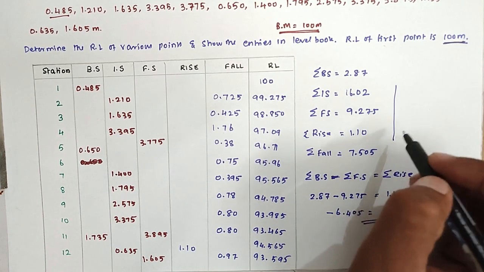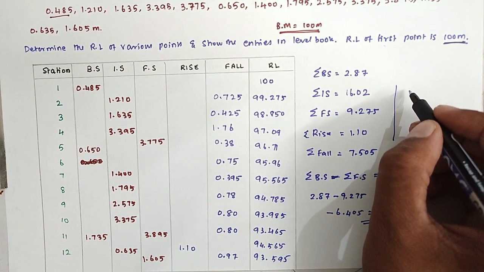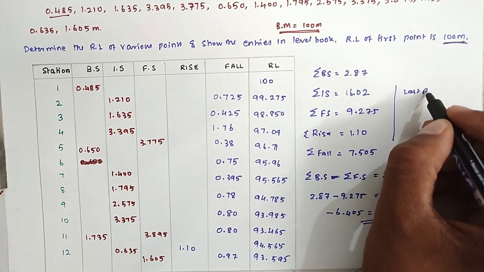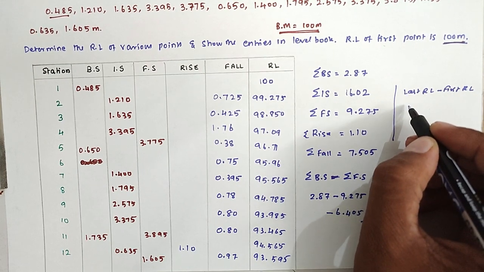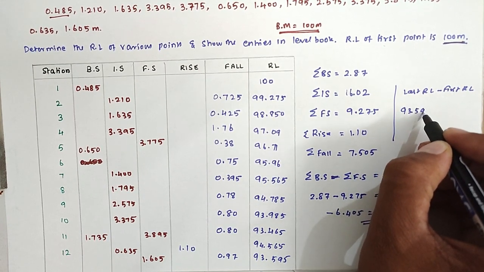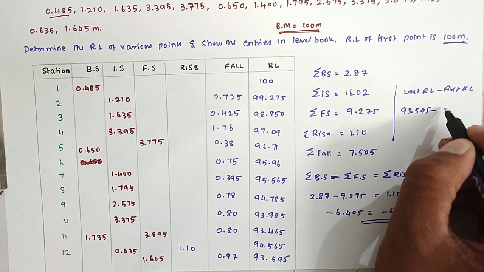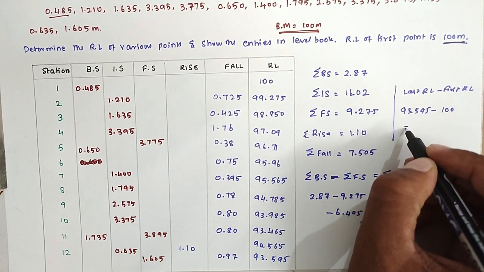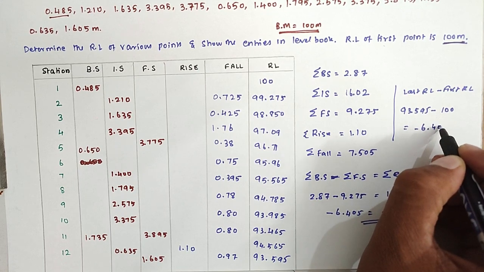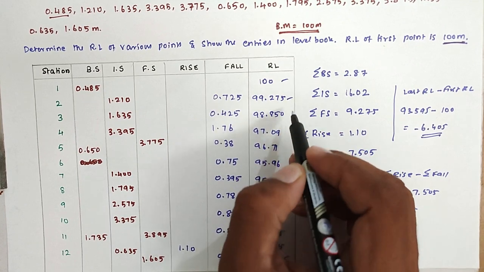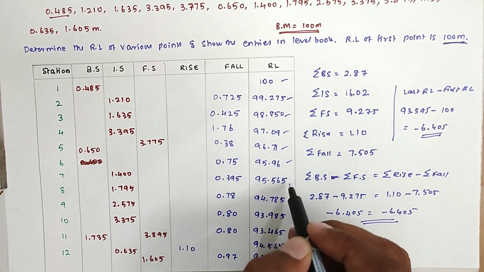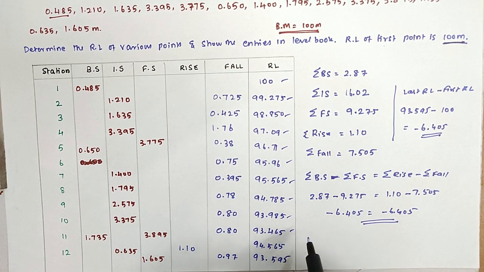Next is the other check, that is last RL minus first RL. The last RL value is 93.595 minus the first RL value 100. Solving this we get the value of minus 6.405. So all the answers are the same. These are all the RL values, the level values for the corresponding points. This is the method we can use to solve the rise and fall problem. Again, we will see in the next video. Thank you.